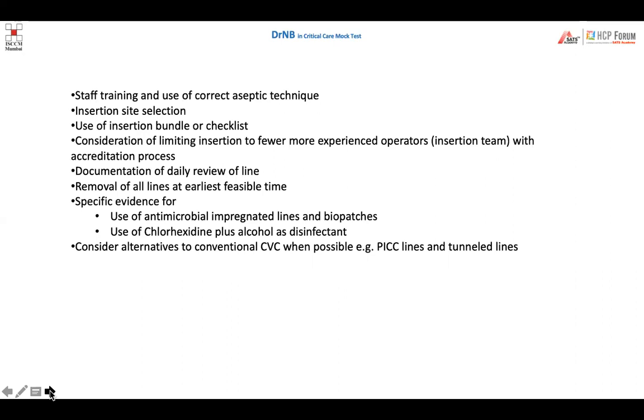So basically the training, education, continuous surveillance, use of fewer operators who can do it, and deciding what site to be used, daily review of the lines and removing them as early as possible, and alternative methods have to be used.